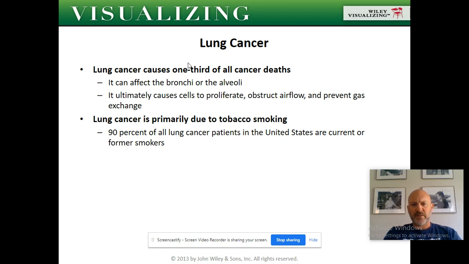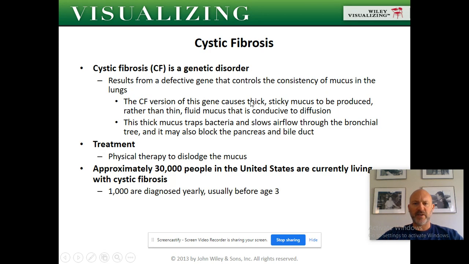Lung cancer is another obstructive disease because what's getting in the way of airflow through the lungs? Well, a tumor, right? All right. So 90% of lung cancer patients in the United States are smokers. All right, so stop smoking if you're a smoker. All right, because cancer can obstruct the airflow and prevent gases from being exchanged.